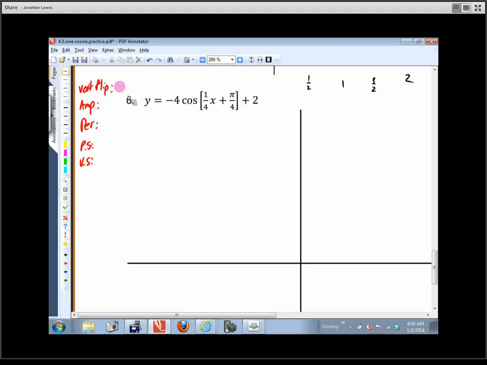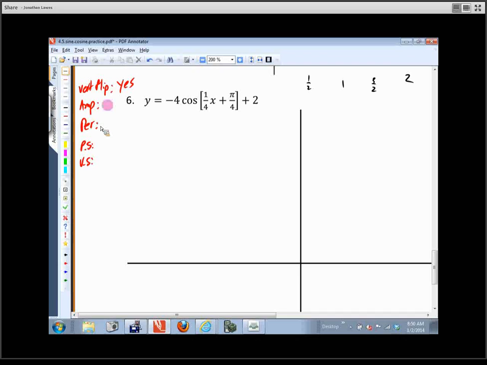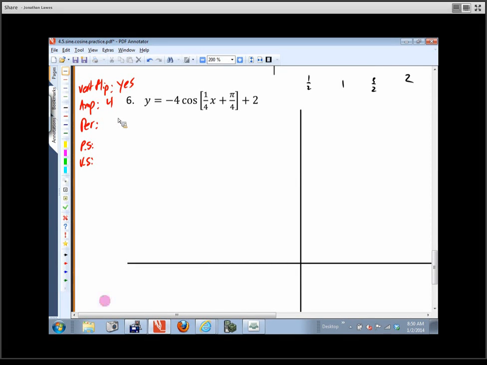Does it have a vertical flip? Yes, it does. What's the amplitude? Amplitude's 4. Brandon, what's wrong with this? It's not factored. So I'm going to write y equals negative 4 cosine, and then what am I going to pull out? I'm going to pull out 1/4. Okay, and I'm left with x plus pi, and then plus 2. Okay?